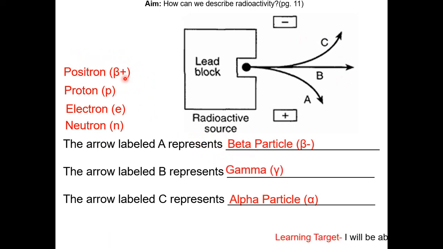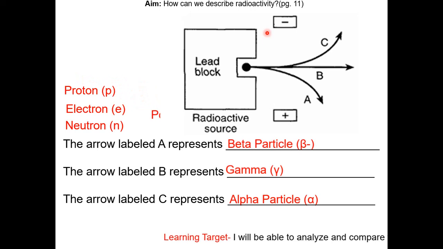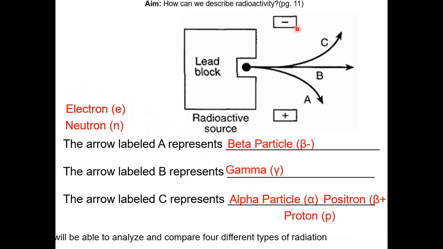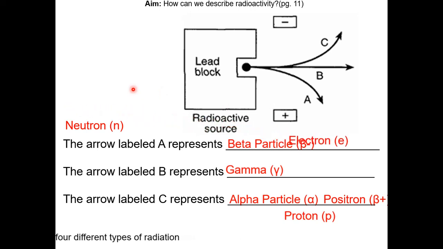Positron is a positively charged particle. It will be attracted to the negatively charged plate, therefore arrow C can represent positron as well. Protons are positive. They will be attracted to the negatively charged plate as well, so arrow C can represent proton. Electrons are negative, and they'll be attracted to the positively charged plate, so arrow A can represent electron.